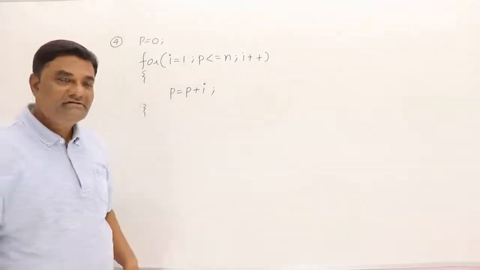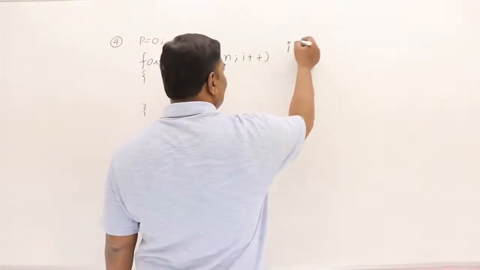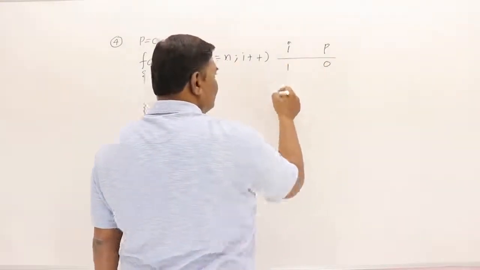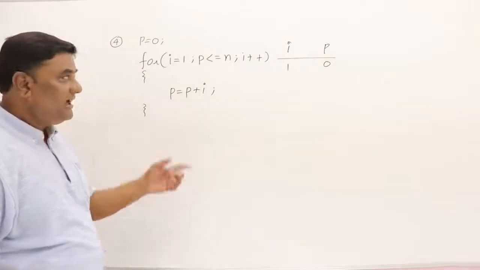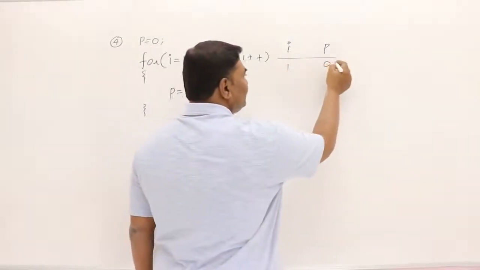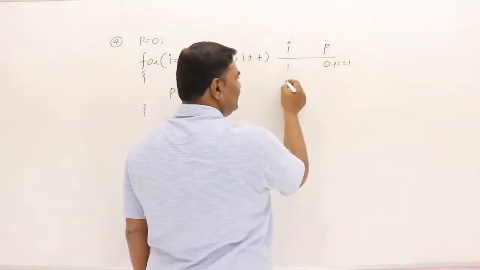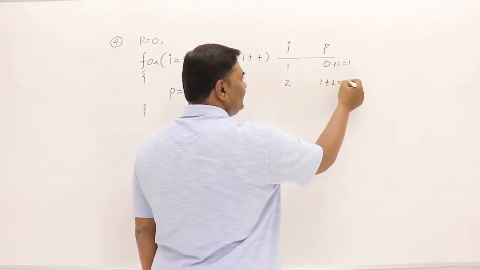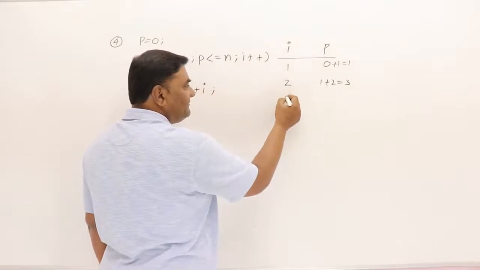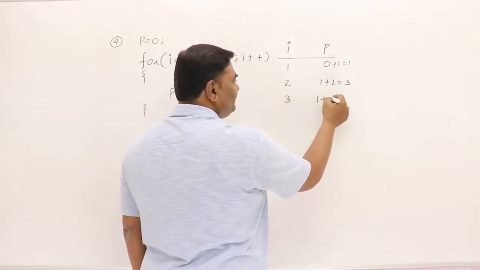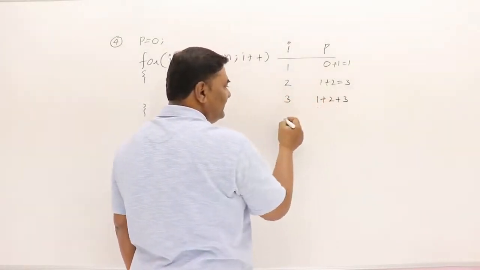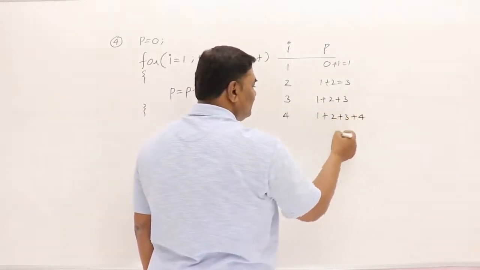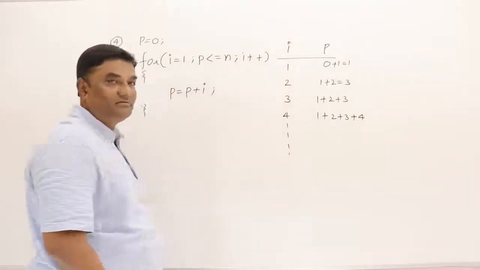Let us analyze. I will take i value and p value. Initially i is 1 and p is 0. So what happens the first time? This 1 is added and p becomes 1. The next time i will be 2, so p will be 1 plus 2, which is 3. The next time i will be 3 and p will be 1 plus 2 plus 3. Then i will be 4, and p will be 1 plus 2 plus 3 plus 4. It goes on.